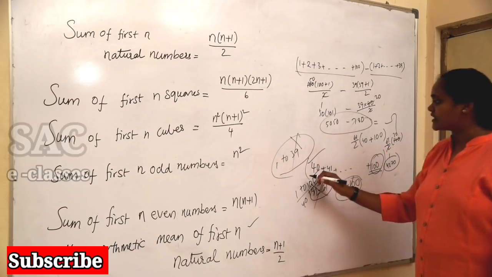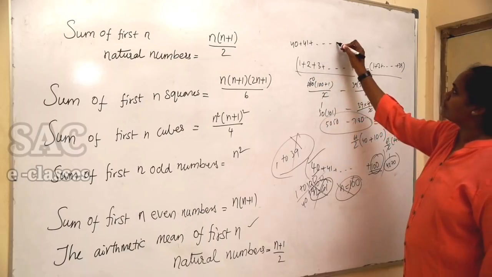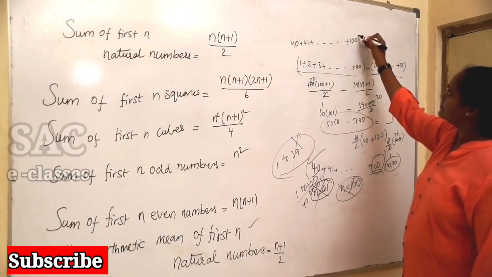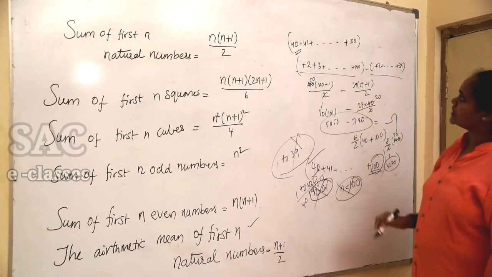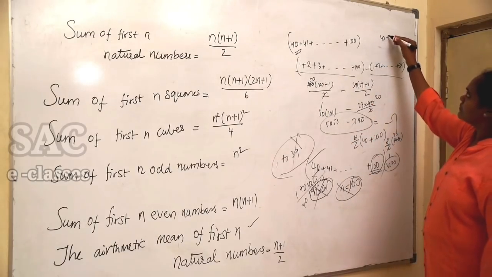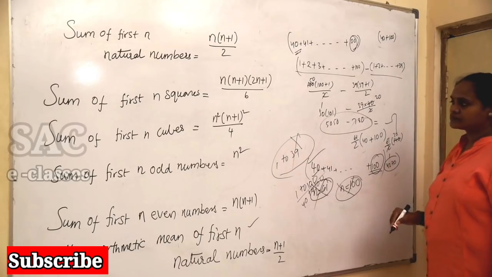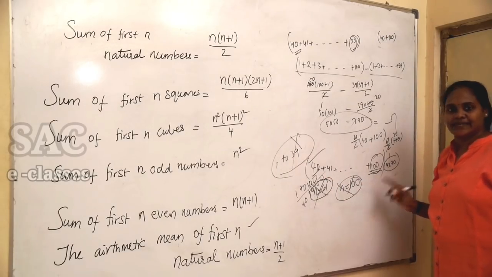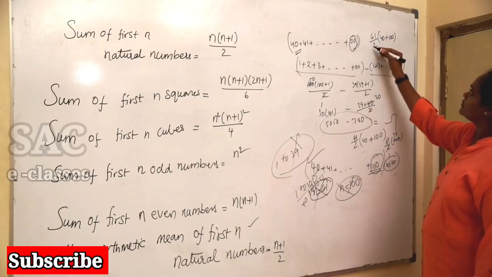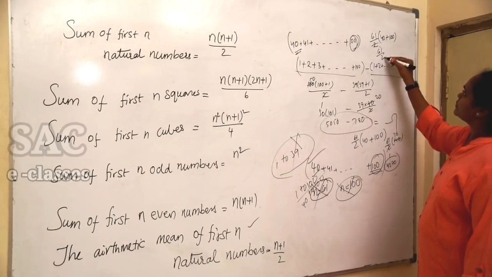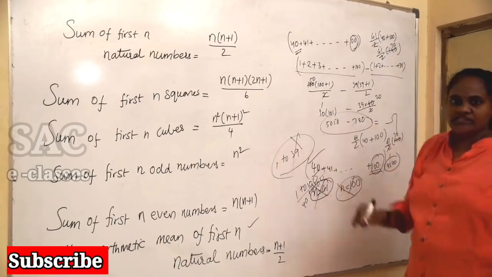Then go for the trick again. 40 plus 41 plus and so on plus 100. So what am I asking you to do? Observe the first number. What is the first number? Observe the last number. And how many numbers are there in it? 61. 61 by 2 into 140. You can find out the answer.